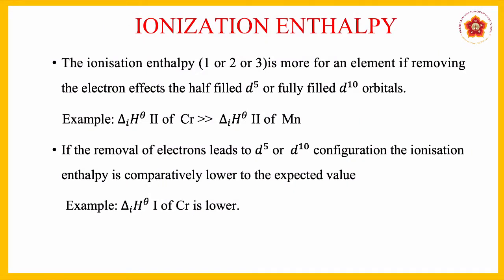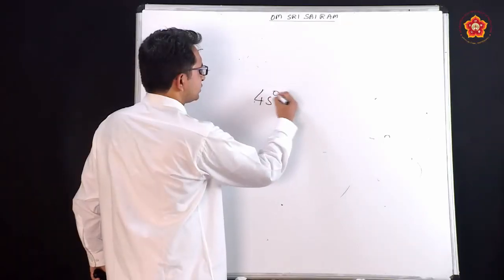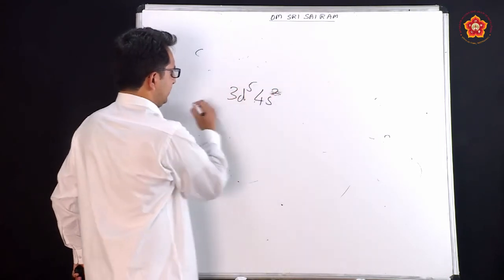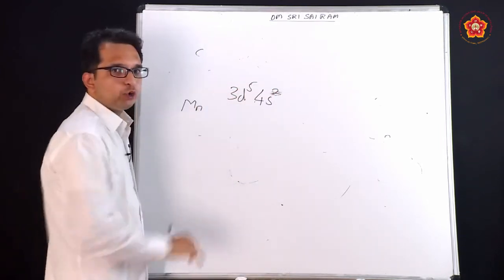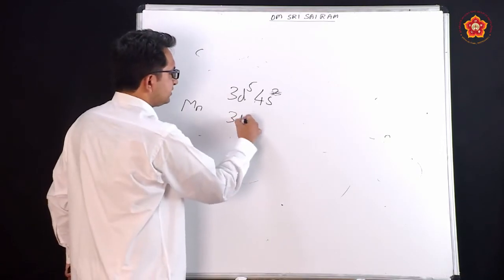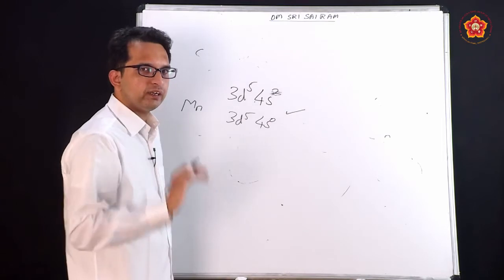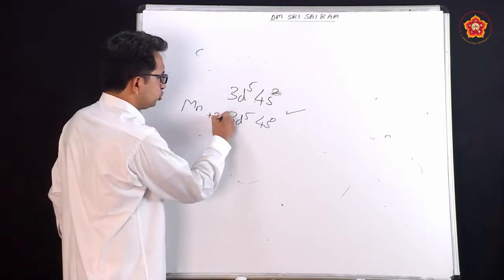So, moving forward now, let us see the overall conclusion, where we saw that if we are going towards d5 or d10, the energy required will be much lesser. If we are going away from d5 or d10, for example, I have manganese which is 4s2 3d5. If I want to go to +2 state, it is 3d5 4s0. This is fine. For this you may need less energy. This was the +2 state.